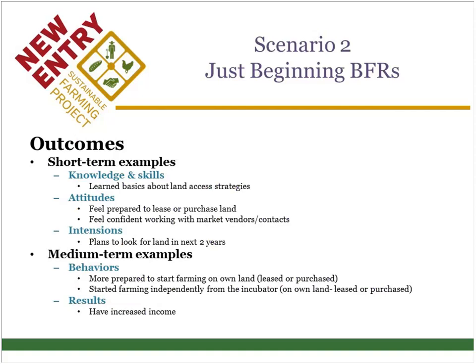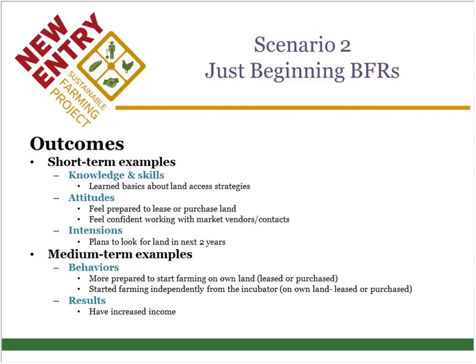So some example outcomes for this program would be that the participants learn basics about land access strategy. You might expect that, again, after workshops, they feel more prepared to lease or purchase land as a result of workshops. They feel confident in working with marketing vendors or contacts, and this is something that might happen from having some experience with it, and that they plan to look for land in the next couple years.